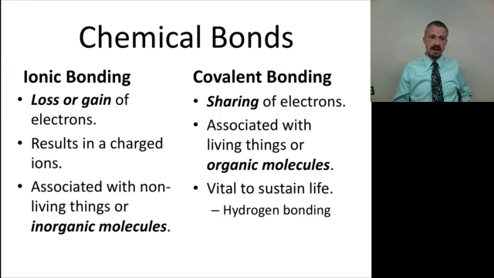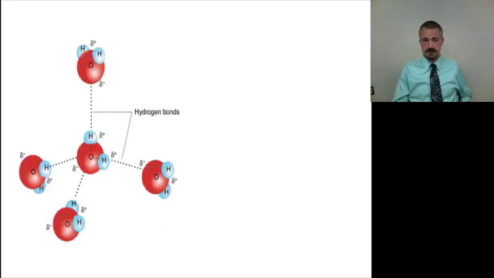So just to remind you, ionic bonding is a loss or gain of electrons. You're going to end up with ions. With covalent bonding, it's going to be sharing of electrons. A lot of times this is going to end up making organic molecules, especially when we're talking about a lot of carbon in these things. And we're going to see a lot of these different organic molecules when we discuss a little bit more of the biochemistry at another point.